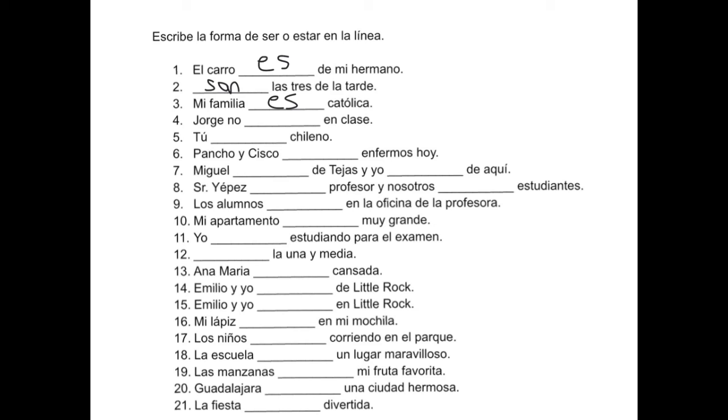So for number 4, we have "Jorge no blank en clase," and this is going to translate to Jorge is not in class, and in class is location. So we are going to use that PLACE acronym and have location be our reason, and that means we're going to use estar. So because Jorge is third person singular, we're going to use "Jorge no está en clase."